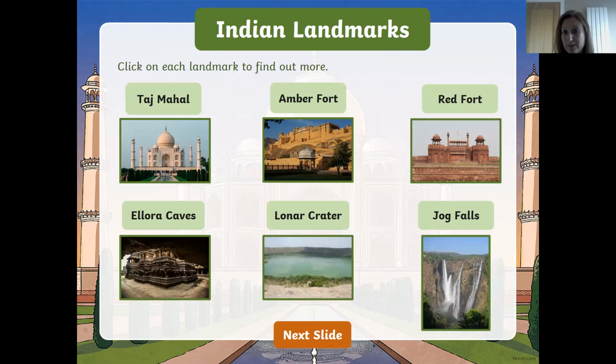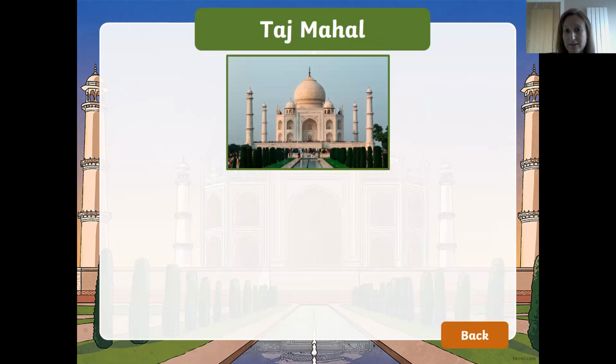In India, there's lots and lots of famous landmarks, a bit like if people were to travel to England to come on holiday, there's some famous landmarks. That means things that people travel far and wide to come and see, like our London Eye or Big Ben, or very close to us, the Spinnaker Tower. So you can see here are some photographs of some very famous landmarks.